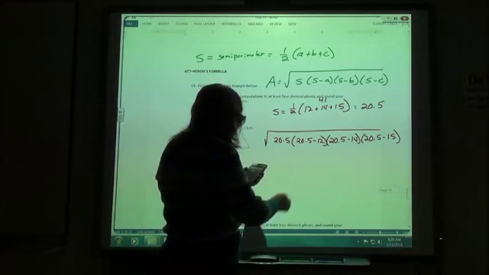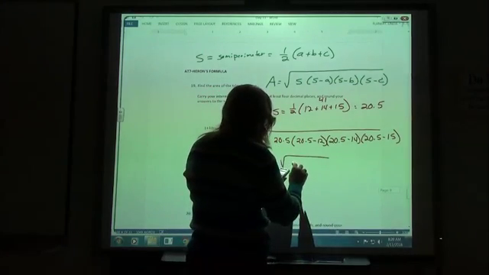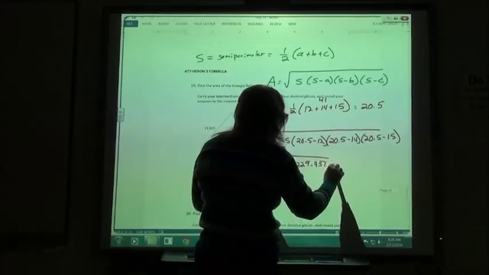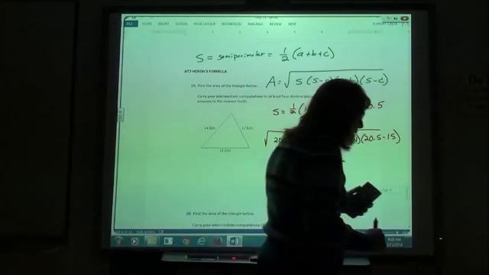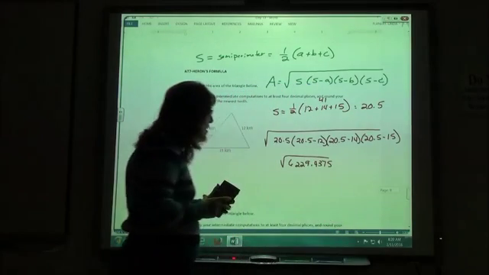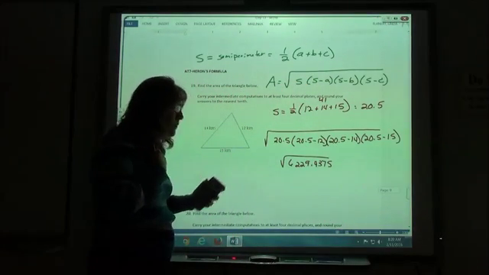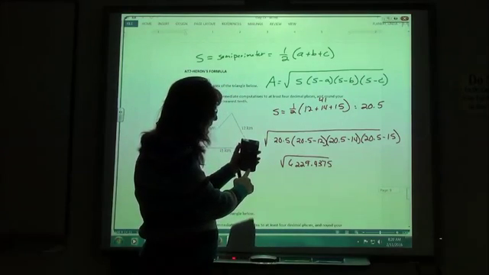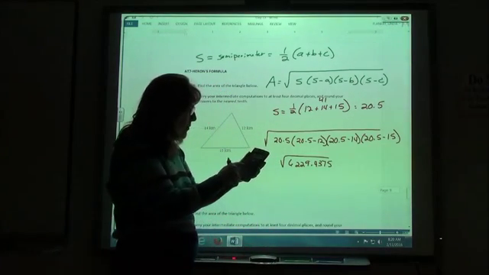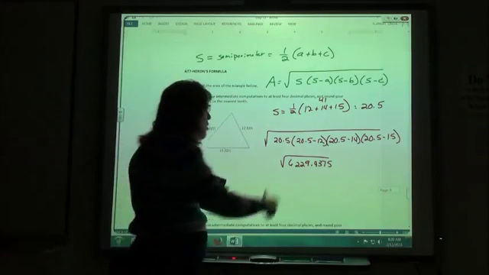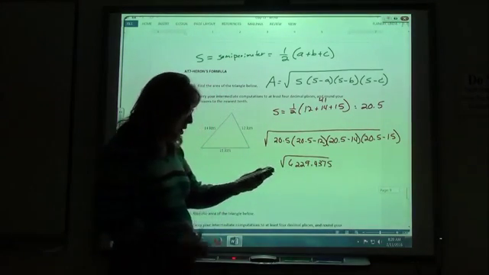If I hit equals, I get the square root of 6,229.4375. Now, on my calculator again, I have that button that says ANS for the answer. So I'm just going to do square root, ANS, square root of the answer, or you could type that number in under your square root.